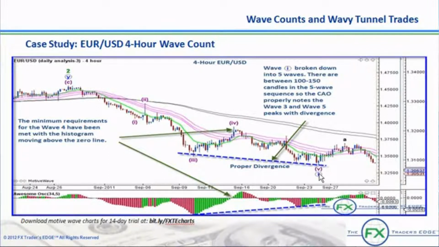There are between 100 and 150 candles in the 5-wave sequence, so the awesome oscillator properly notes the wave 3 and the wave 5 peaks with divergence. Notice also how the awesome oscillator stays below the 0 line until wave 4, which signals downtrend. And have a look at the reversal candlestick patterns as well. At wave 2, look at this shooting star with such a long tail.